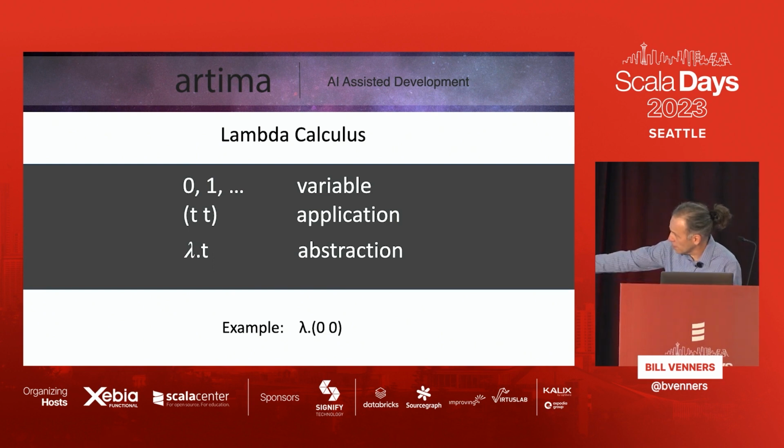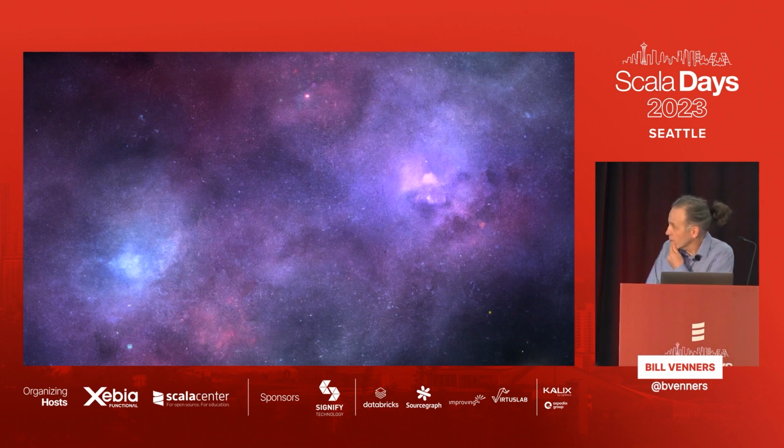So that is an example down here at the bottom, if you can see the bottom. Lambda dot in parens 0 0, that's a lambda. That means it's a function. I can pass in a parameter, and what it's going to do is apply it to itself, and that's the result. So, okay. That's Lambda Calculus.